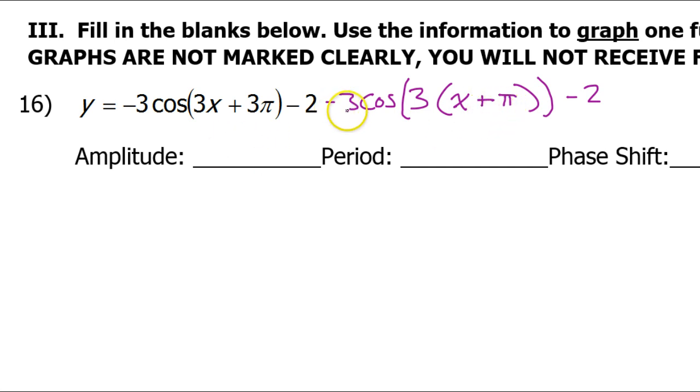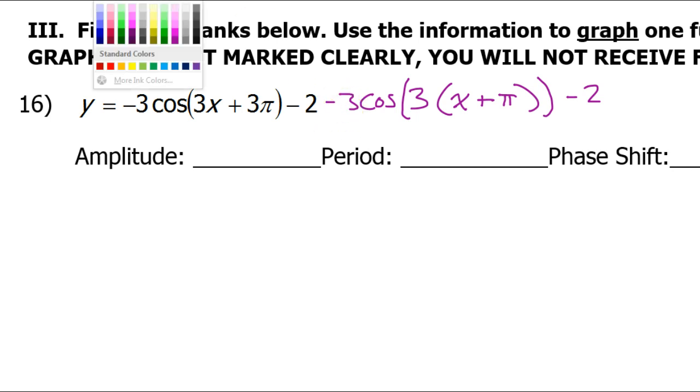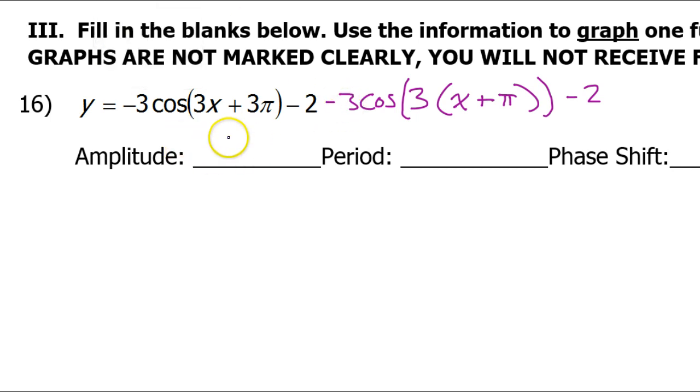Now, the amplitude is going to come from this negative 3. Of course, amplitude is always positive, so I'm going to put positive 3 for my amplitude. Now, the period. The period is going to be the normal period divided by the b value, and the b value here is 3. So the period is just going to be 2 pi over 3.